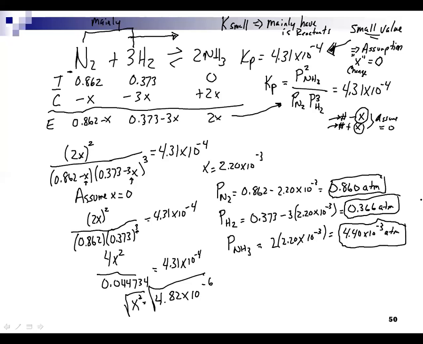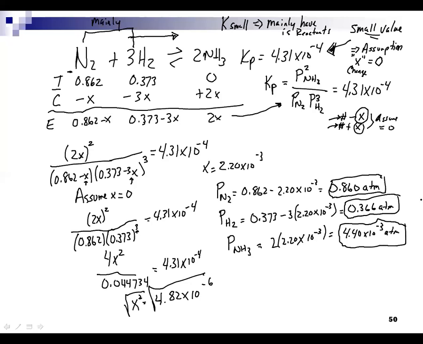Again, the reason you can't do the assumption in those cases is that with a large k value, you are going to end up with a lot of products, which means the x part in the table, the change part, means there should be a pretty good change that occurs from reactants to products. So you could not use it in that case.